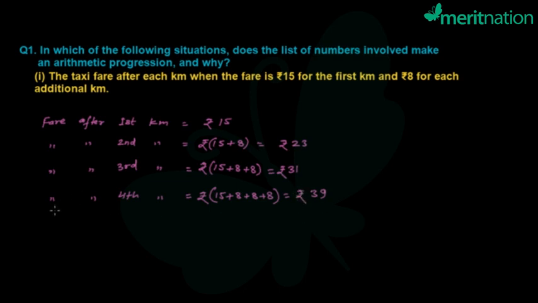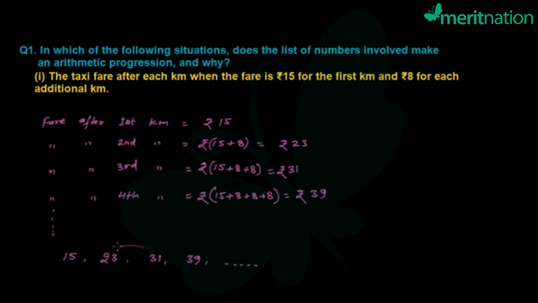Well, we can find out so many terms, but these 4 terms are sufficient to check out if they are forming an AP. The first term, the fare of the first kilometer is 15 rupees. The second term becomes 23, third term becomes 31, and the fourth term becomes 39, and so on. It will be going that way. If it is an AP, then the difference between the 2 consecutive terms will be always same. So let's see what's the difference between the first 2 terms. Difference is 8.